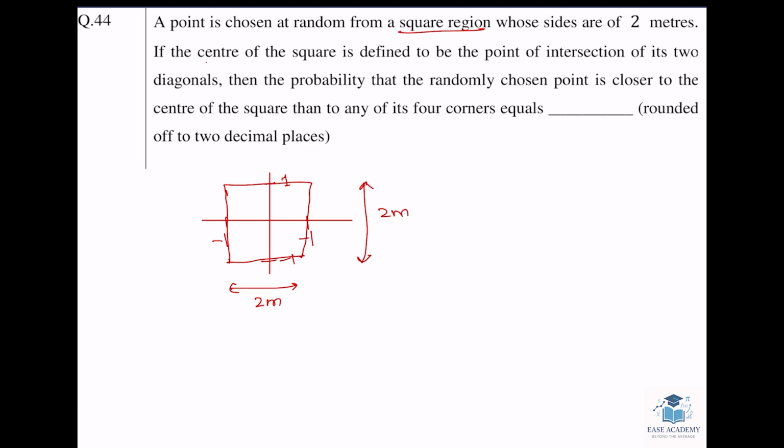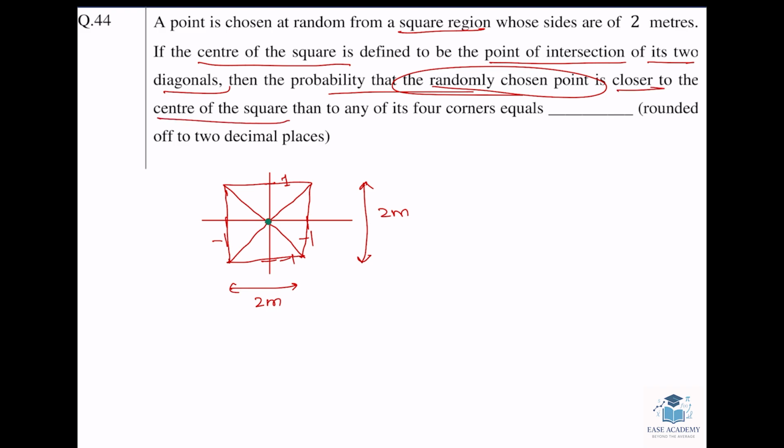Now the center of the square is defined as the point of intersection of its two diagonals. Its diagonals are basically these, and the center would be the intersection of these two, that is this. This will be the center. Now we have to find the probability that the randomly chosen point, take any point inside, is closer to the center of the square than to any of its four corners.